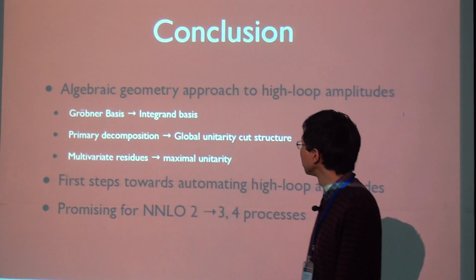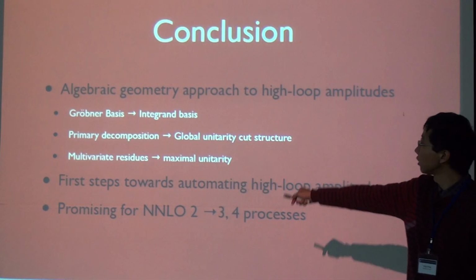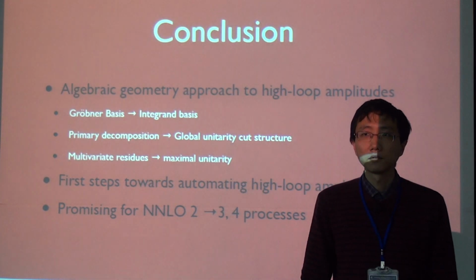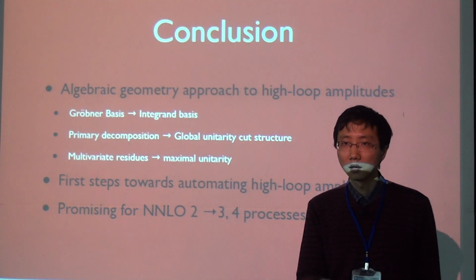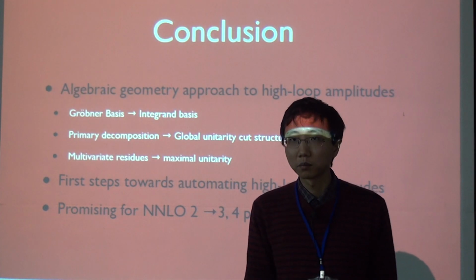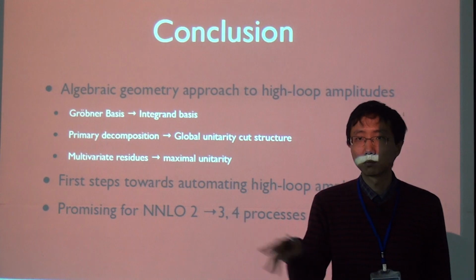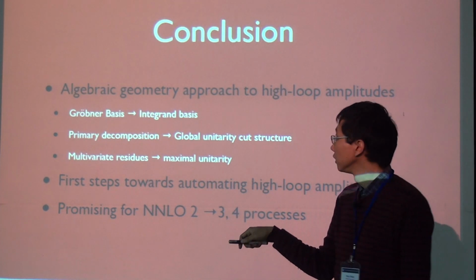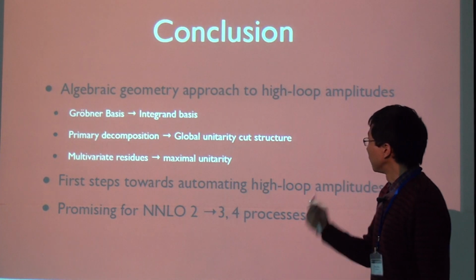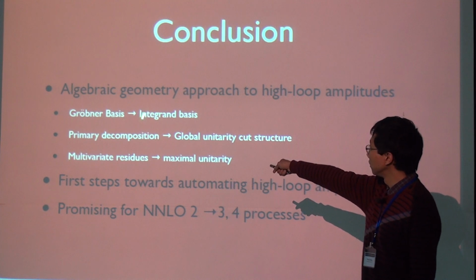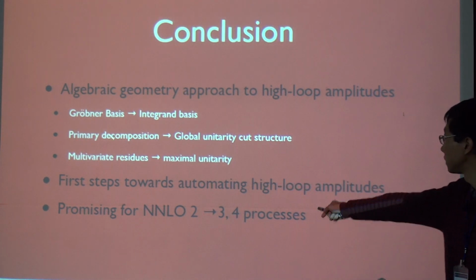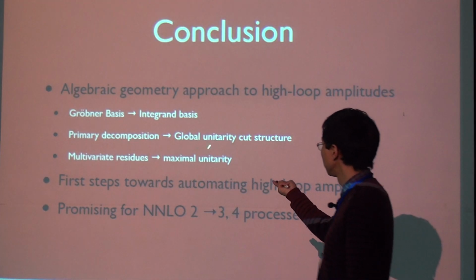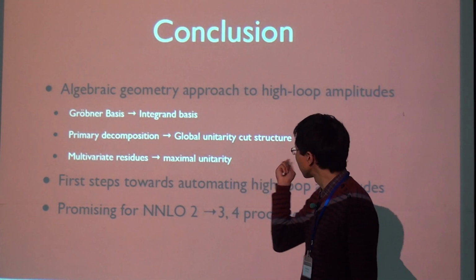So we use the new mathematical tool, algebraic geometry, to think about this question. We find that with this new mathematical tool, everything is straightforward. Now it's all well-defined questions in mathematics, and there are a lot of program packages to do this. So we use the Gröbner basis method to do integrand basis reduction for 2 and 3 loops, and we use the primary decomposition method to get the global unitarity structure.